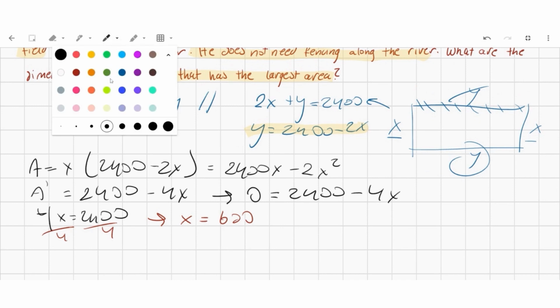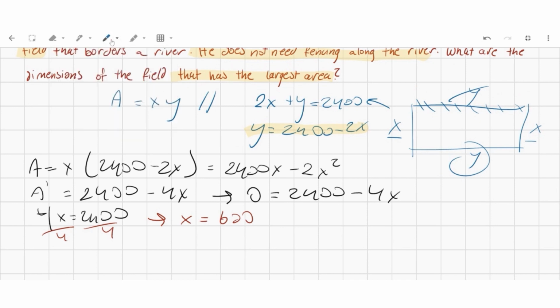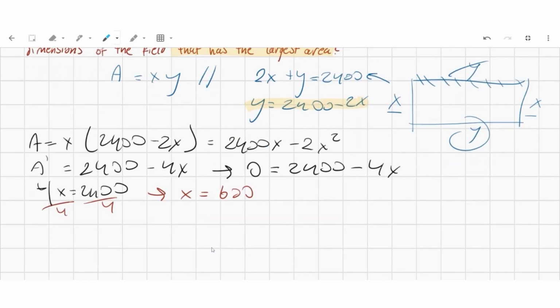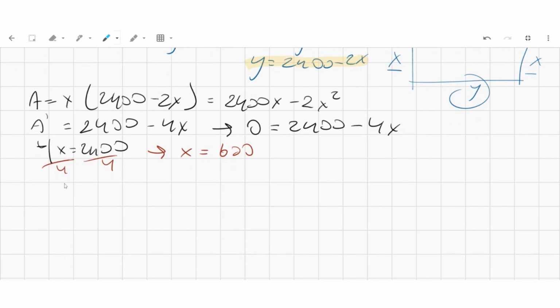Let's change colors to show that we're switching topics, or switching out of the main solving. So, again, we're going to be using the second derivative test. A double prime is going to be minus 4, because the derivative of 2,400, because it's a constant, is equal to 0, and then minus 4x, the derivative of x is 1, so minus 4 times 1 is going to be minus 4. Minus 4 is less than 0, which makes it concave down, which means it's going to be a maximum.